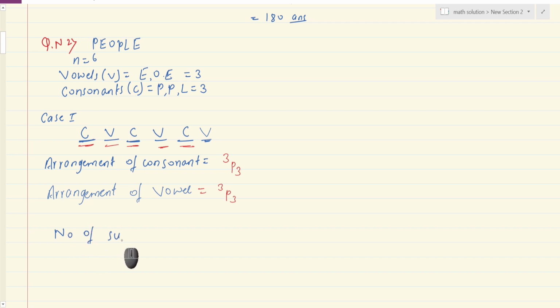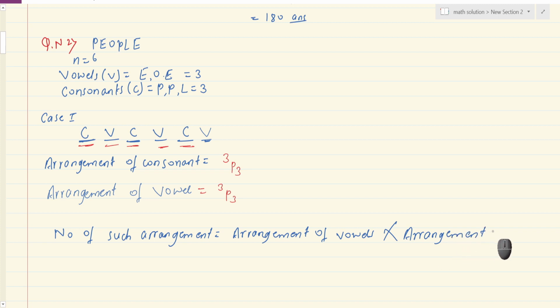Number of such arrangements equals arrangement of vowels into arrangement of consonants. And you must not forget that in the vowels E is being repeated, and in the consonants P is being repeated. So you must not forget that. Here I am denoting it with Q, that will be easier, otherwise it will be confusing. Q equals 2 and R equals P, that is 2.